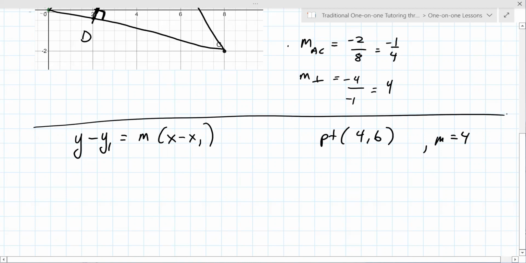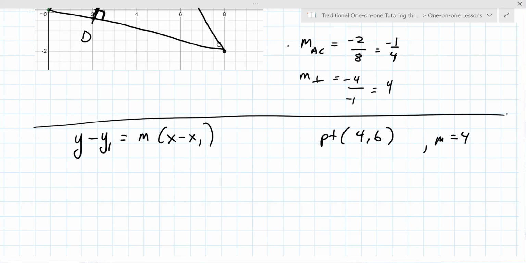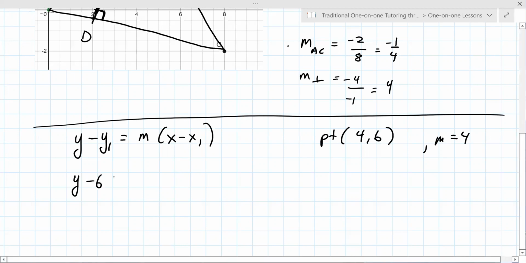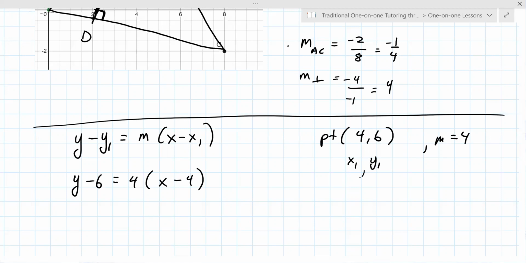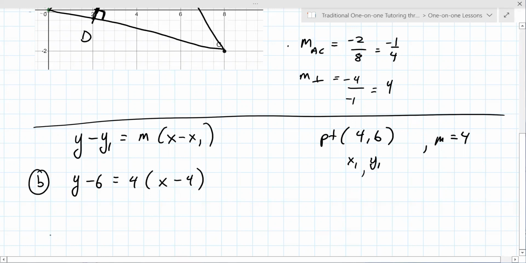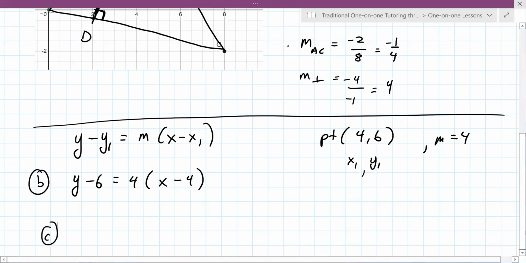All right. So you just write those into this. Y minus 6, 4 is x and 6 is y, correct? x1 and y1. Okay, so this is just writing it out, right? So it's y minus 6 equals 4 parentheses x minus 4. And then I don't solve it from there. You're done with part B. And then I move on to the x part and the y part.